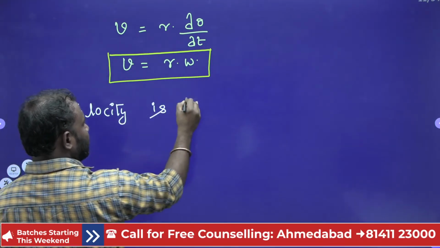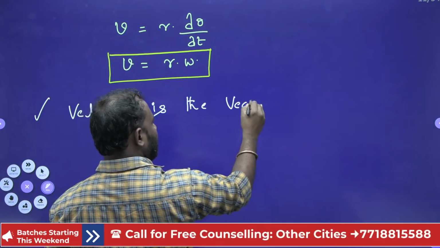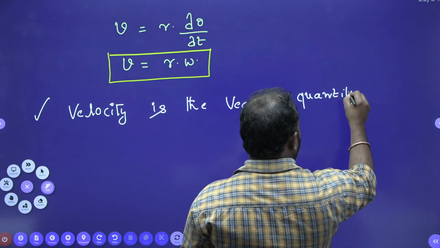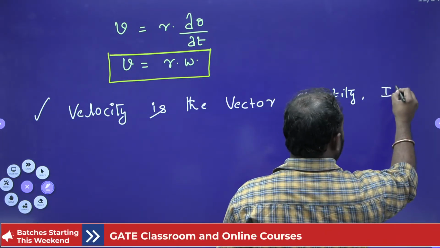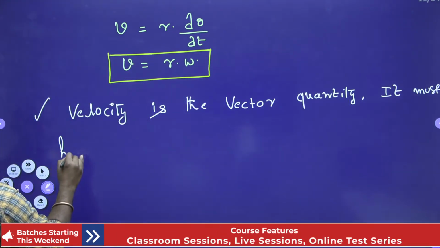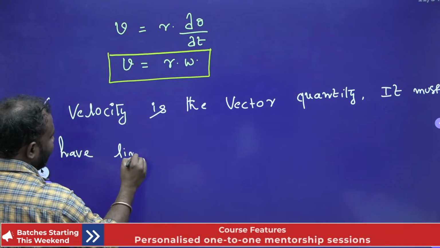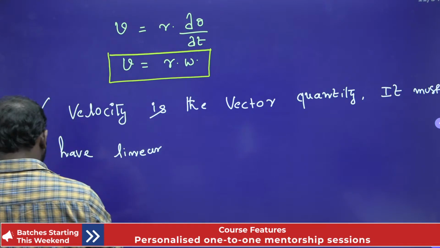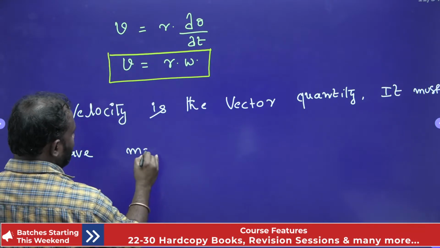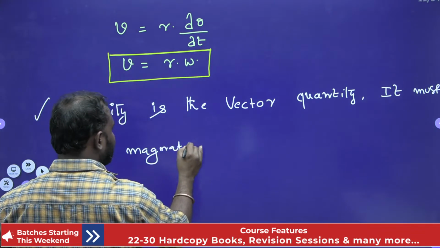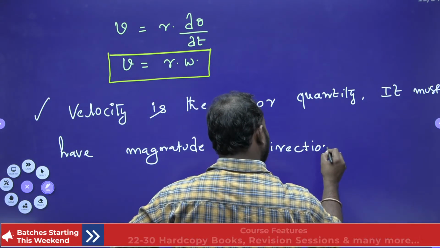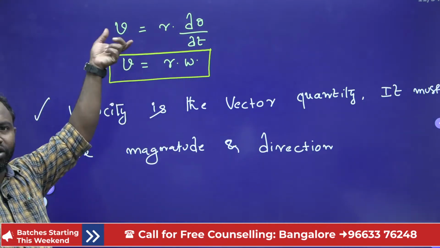Velocity is a vector quantity. It must have magnitude and direction, right? Now let us understand how to fix the direction of v, right?